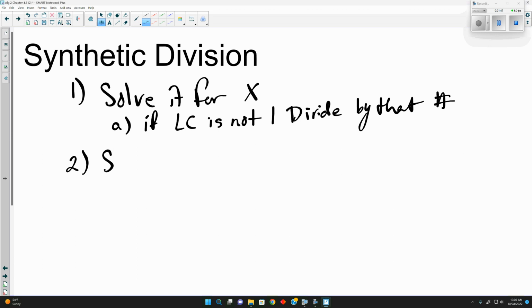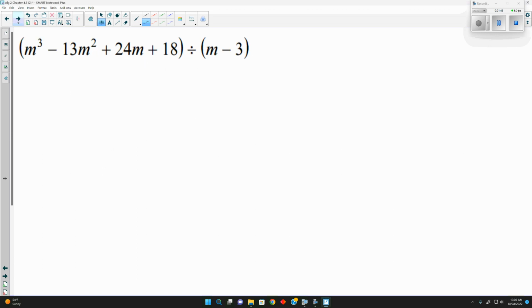Okay. We're going to move on and do the first one, because this is going to make a lot more sense if we just work through it than me trying to put out all the steps. So you can rewrite the steps if you want, but the first thing we want to do is solve what we're dividing this polynomial by for the variable. So here we have m minus 3, yes? So we want to set it equal to 0 and solve for m. So what would I need to do to solve this for m?